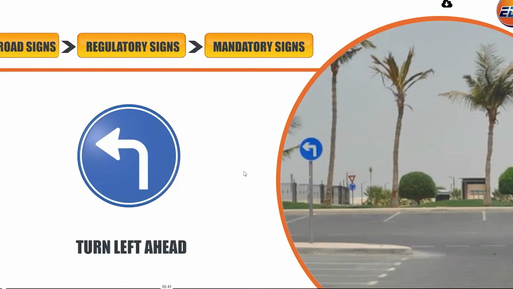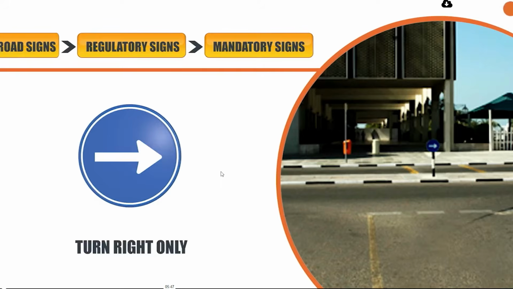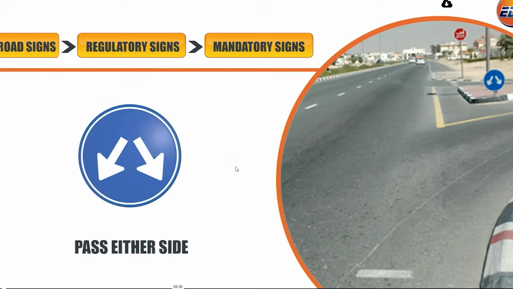In case the arrow is reversed, pointing towards the left, you must turn left ahead. Turn right only. Turn right sign means that a motorist must only take the right direction. While approaching the main road, there is no option for a left turn. You may find this sign when motorists are approaching the main road from a side road that is nearly perpendicular to the main road.